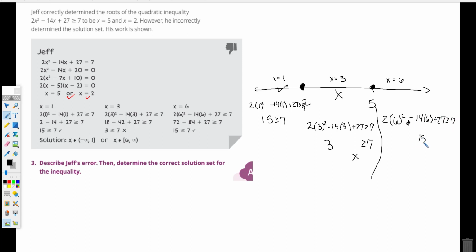And he found out that 15, the number that all reduces down to, is greater than or equal to 7, and that works. So he correctly found the right numbers here. But what he did wrong was use the wrong numbers for this spot. He was using these numbers, which are incorrect. And what he should have used was that 2 and that 5. And so his answer should have been negative infinity until he got to 2, and we're going to close bracket, or from 5 to positive infinity.